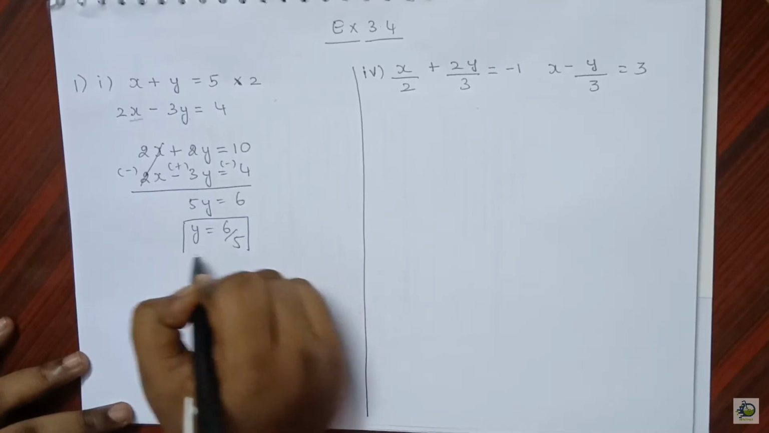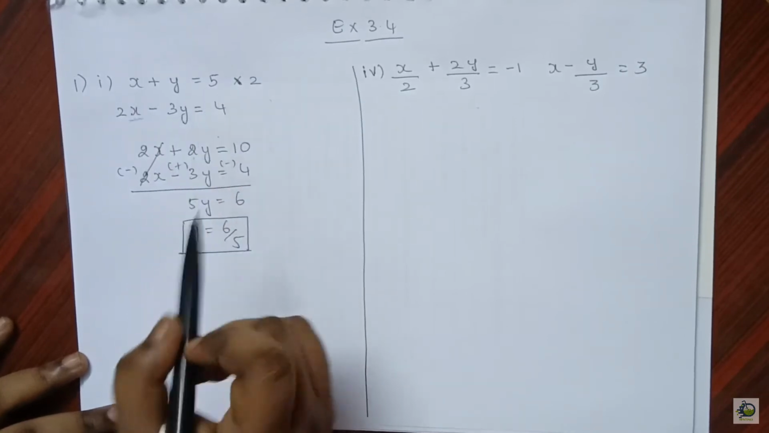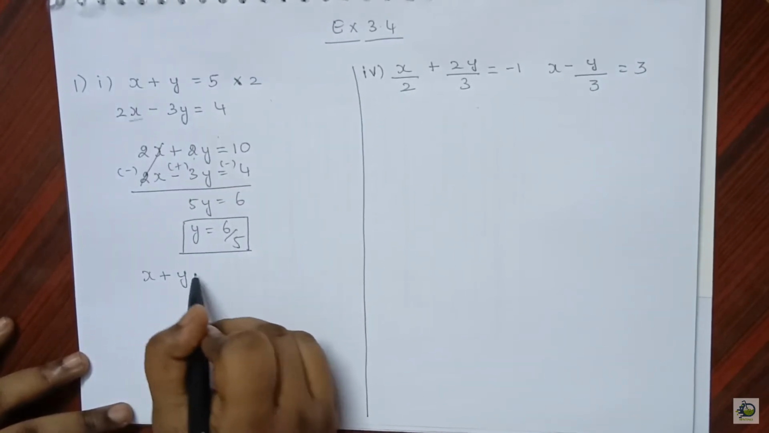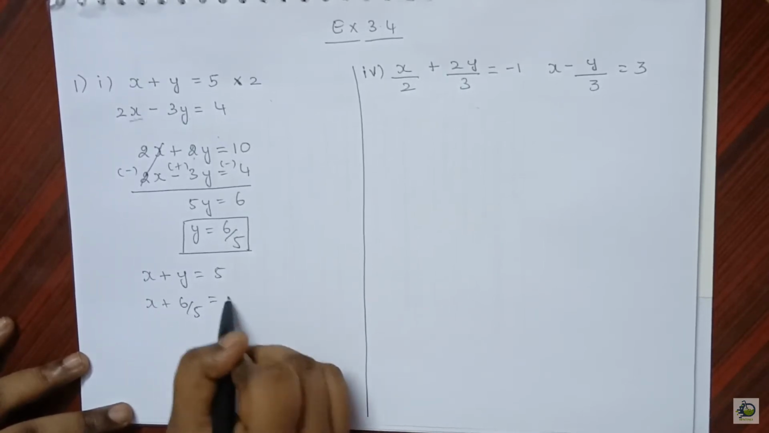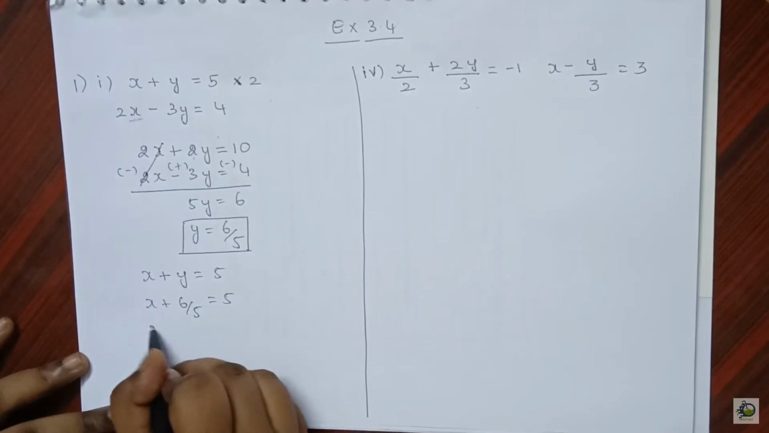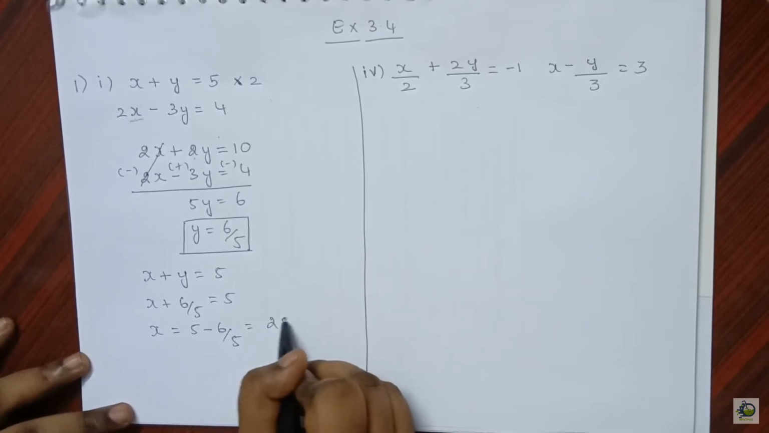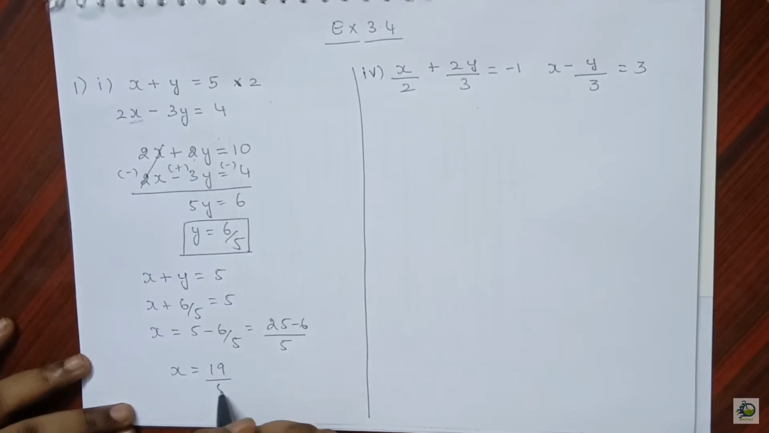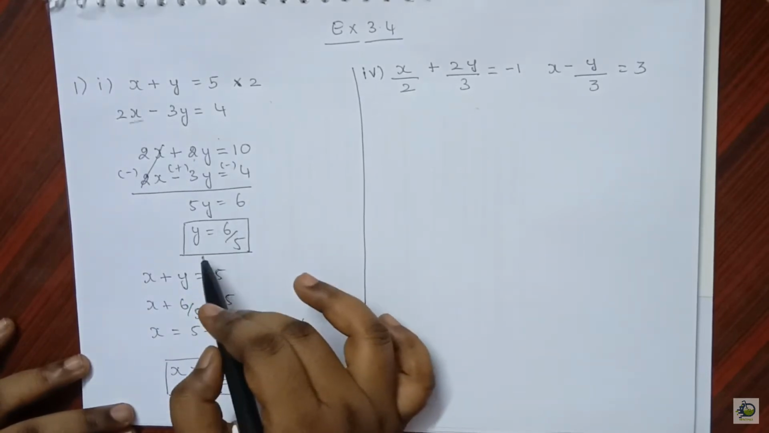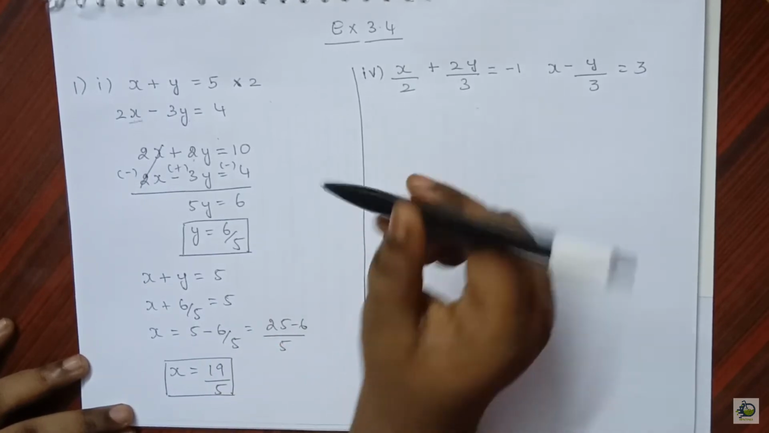Now what we have to do is substitute this 6 by 5 in any one of the equations. I am substituting it in the first equation. I am having my first equation as x plus y is equal to 5. So instead of y I can substitute 6 by 5. Now when this 6 by 5 comes to that side, x will be equal to 5 minus 6 by 5, which is equal to (25 minus 6) by 5. So therefore x is equal to 19 by 5 is the solution. So here x is equal to 19 by 5 and y is equal to 6 by 5 are the solution for this equation. Okay, let's move on to another sum.